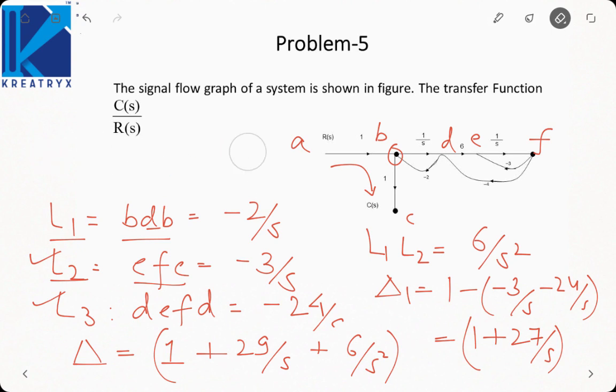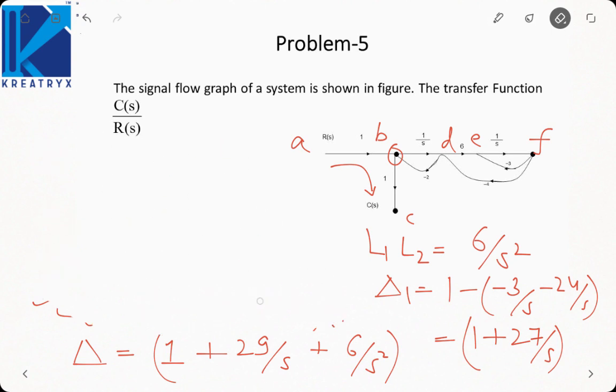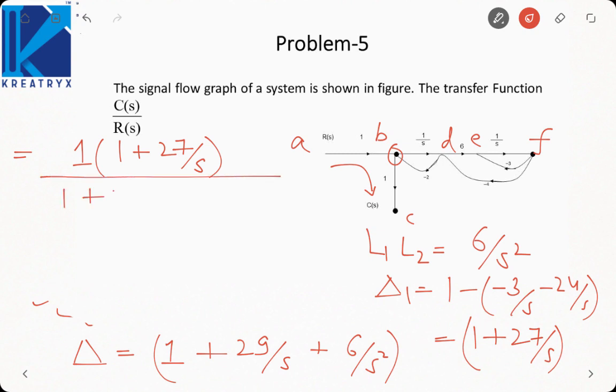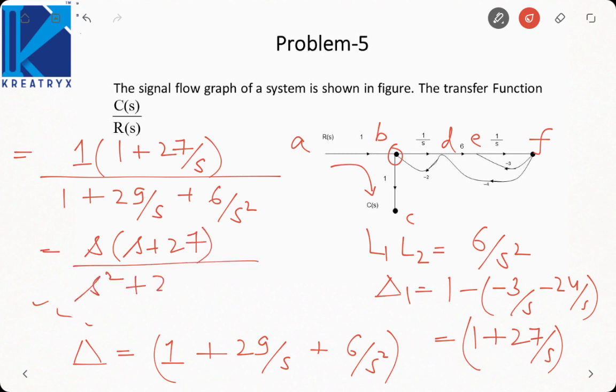Now putting all these values in our expression for gain, the Mason's gain formula, C(s) by R(s) would be equal to P1, which was 1, into 1 plus 27 by S, divided by 1 plus 29 by S plus 6 by S square. So it would be S plus 27 over S square plus 29S plus 6. This would be my gain using Mason's gain formula. Okay, this is how we will find the transfer function.